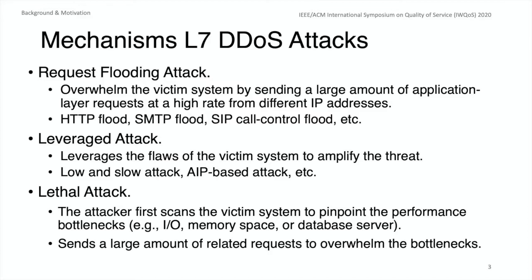So the mechanism of L7 DDoS attacks is different from traditional DDoS attack, and we categorize L7 DDoS attacks into three types. For example, request flooding attack. Those attacks overwhelm the victim system by sending a large amount of application layer requests at a very high rate from different IP addresses. For example, HTTP flood, SMTP flood, SIP control flood.